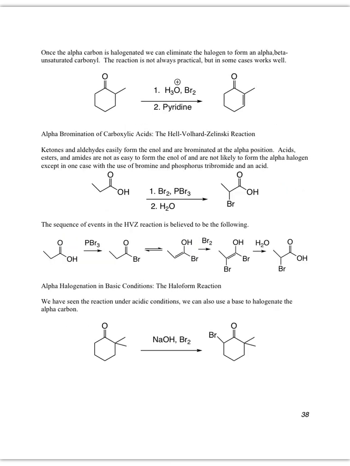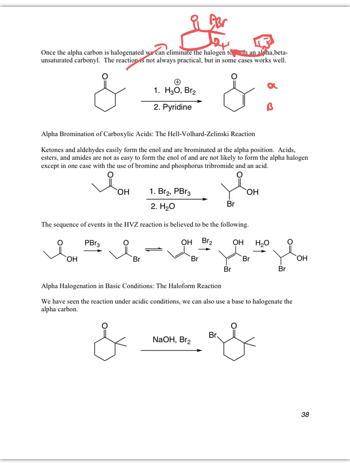So what can we do with this once we form the alpha bromo? So in step 1 of this, we're going to turn this into the alpha bromo, and then with pyridine, we can have the pyridine come in and do an elimination to form the alpha beta unsaturated carbonyl. And what I mean by that is alpha and beta. It's between those two carbons, alpha and beta, and it's unsaturated, so you have a carbon-carbon double bond there.